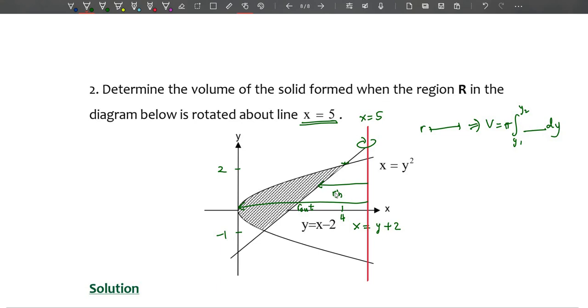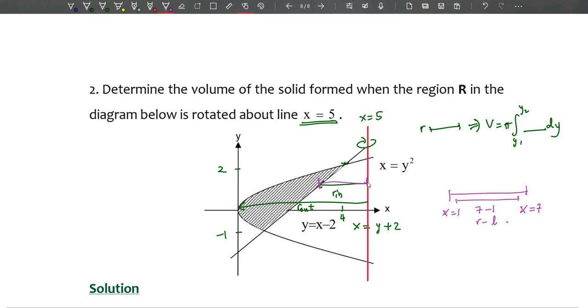And right now, we need to determine what is the inner radius and what is the outer radius. Let's look at the inner radius first. We want to find the distance from here to here, which means from the line x equal to y plus 2 to the line x equal to 5. If you have something vertical, let's say we want to find the distance horizontally, what will we do? Let's say this one is x equal to 7 and this one x equal to 1. So the distance between these two lines would be 7 minus 1. That means right minus left.